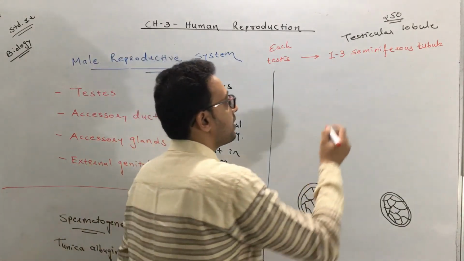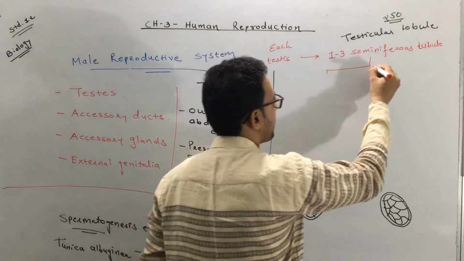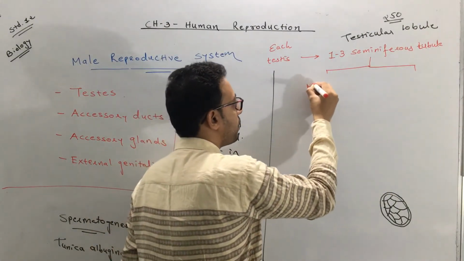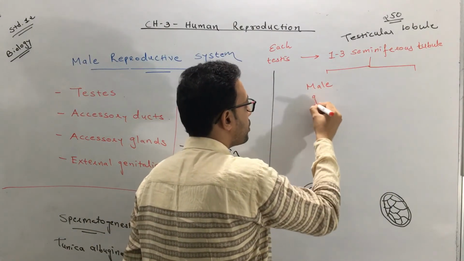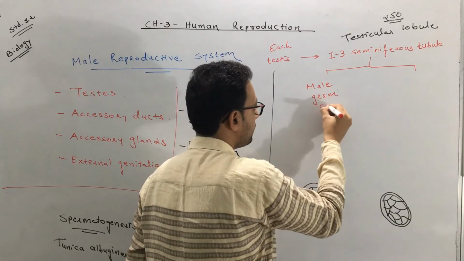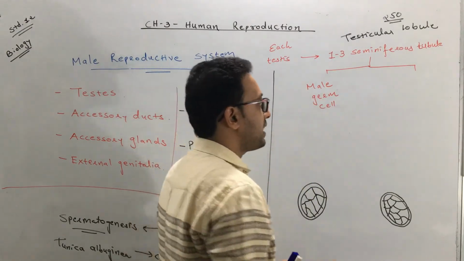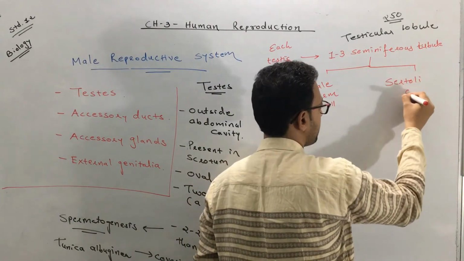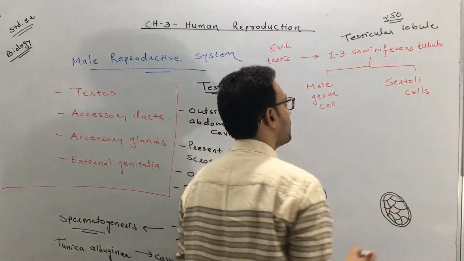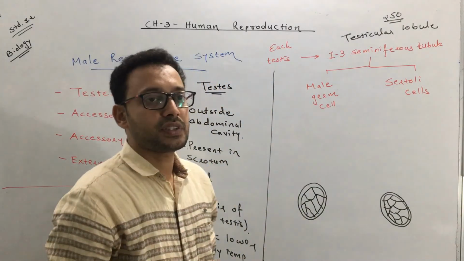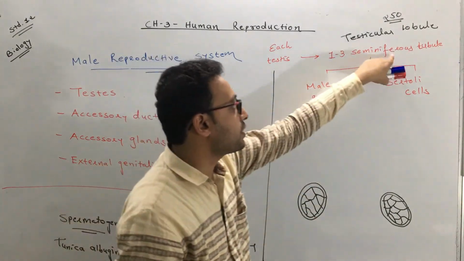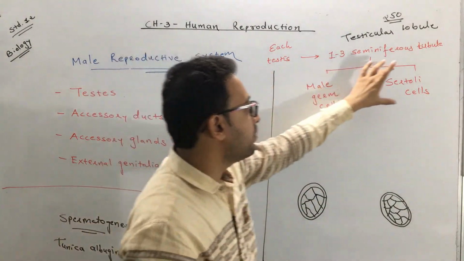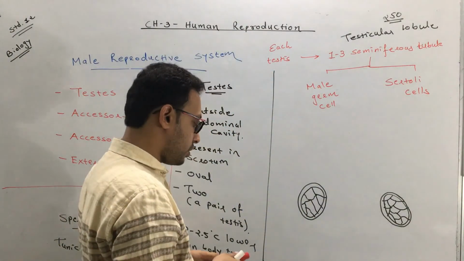tubule consists of two types of cells. How many types of cells? Two types of cells. First is called the male germ cell, and the second one is the Sertoli cell. Okay, how many types of cells are present in this seminiferous tubule? Two types of cells. One is called the male germ cell and the second one is called the Sertoli cell.